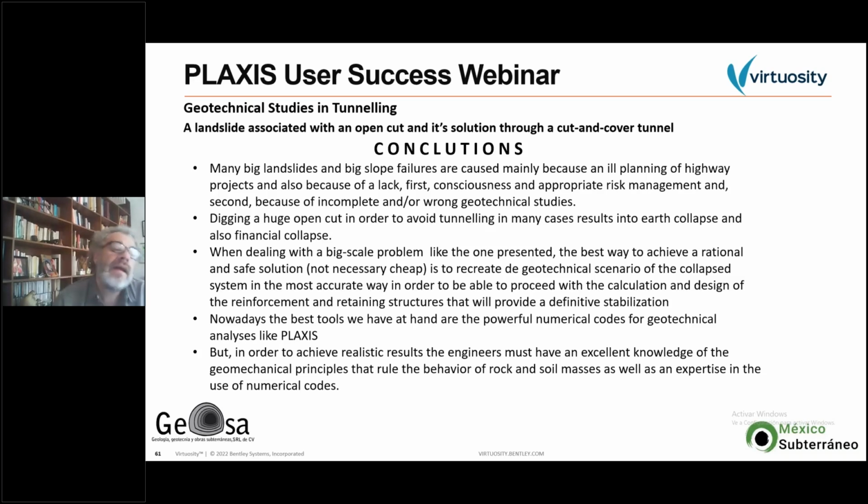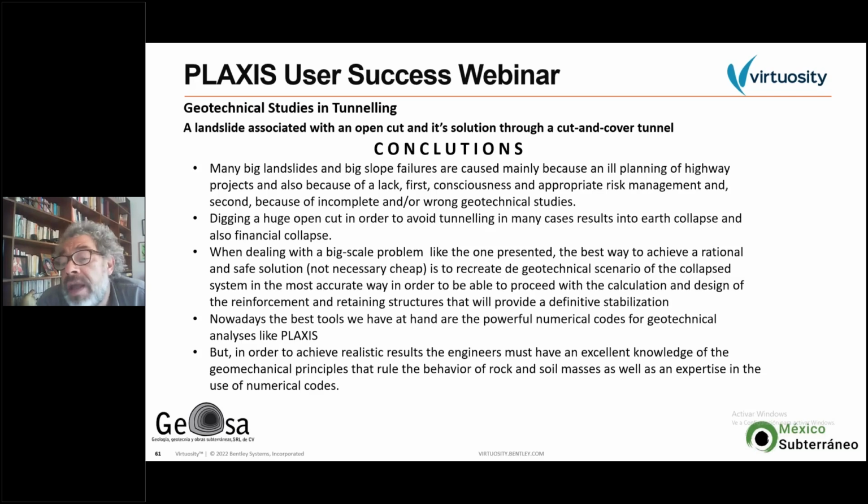They say that many big landslides and big slope failures are caused mainly by ill planning of highway projects, and also because of a lack, first, of consciousness and appropriate risk management, and second, because of incomplete or wrong geotechnical studies. Digging a huge open cut in order to avoid tunneling in many cases results in earth collapse and also financial collapse. We have many cases in Mexico.